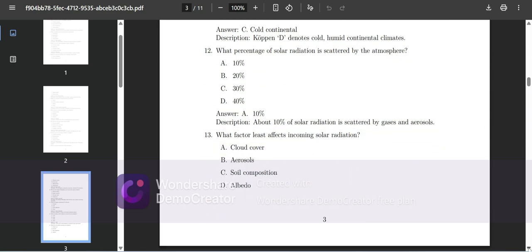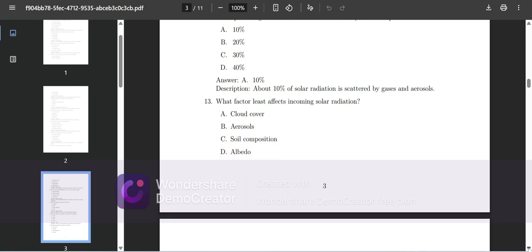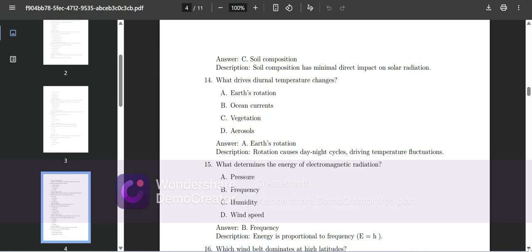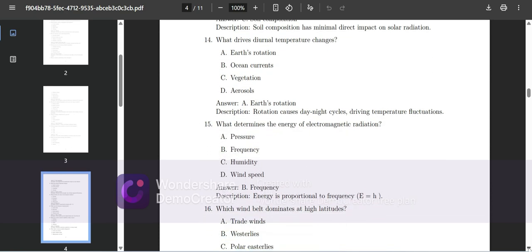What percentage of solar radiation is scattered by the atmosphere? 10%. About 10% of solar radiation is scattered by gases and aerosols. What factor least affects incoming solar radiation? Soil composition. Soil composition has minimal direct impact on solar radiation. What drives diurnal temperature changes? Earth's rotation.